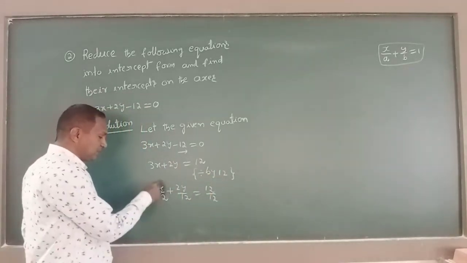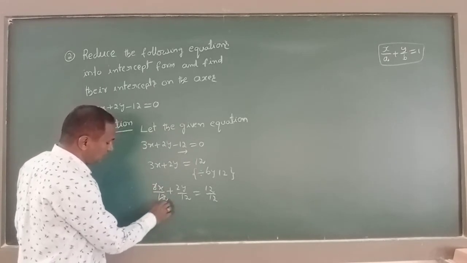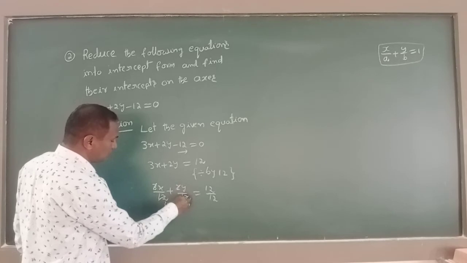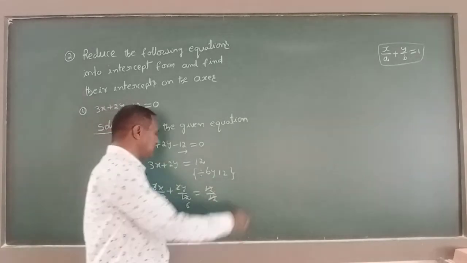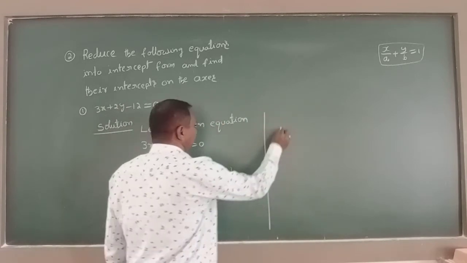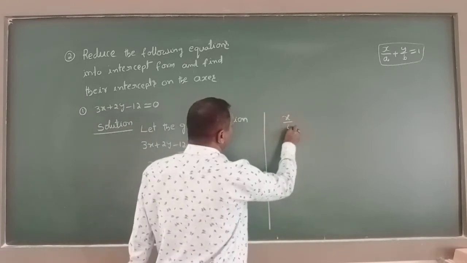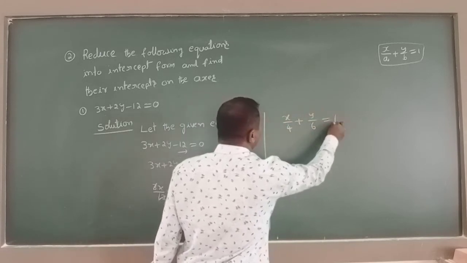Now we get the cancellations here. 3 ones are 3, 3 fours are 12; 2 ones are 2, 2 sixes are 12, and the 12 gets cancelled. Finally you get x by 4 plus y by 6 is equal to 1.